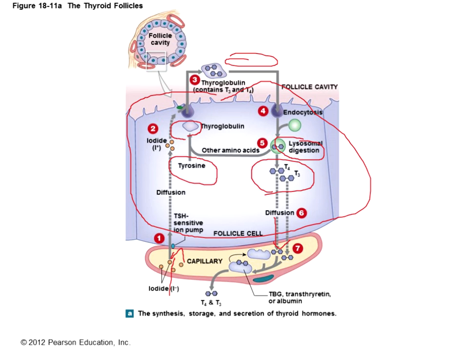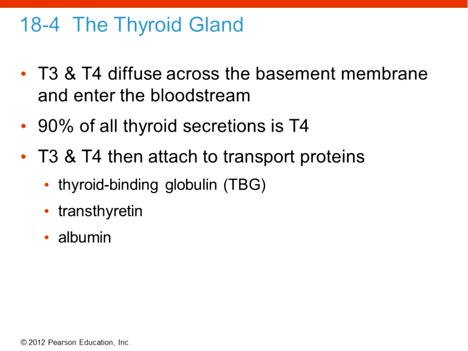And actually, if you recall, I said there are certain hormones that are bound to carrier proteins. We talked about steroid hormones and thyroid hormones. Here you can see that. These carrier proteins, TBG, transthyretin, and albumin, bind to these hormones, T3 and T4, and then again, carry them to their appropriate location throughout the body.